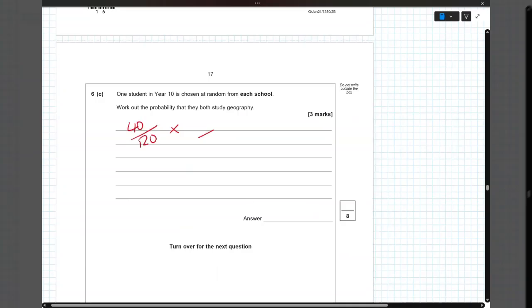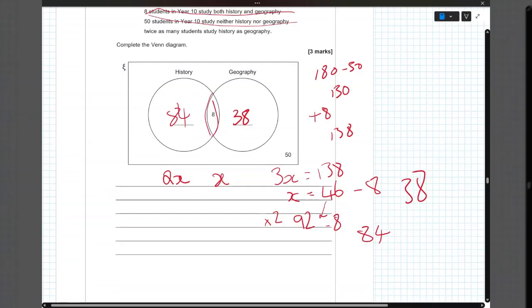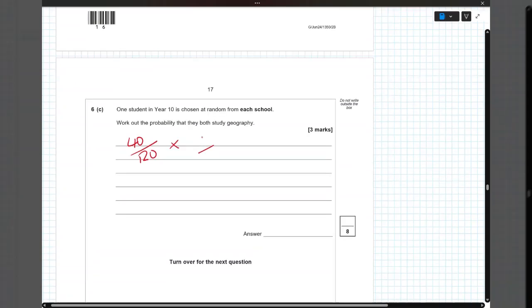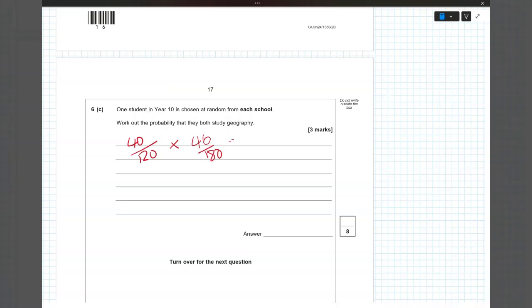The second one, geography, remember it's geography, 8 plus 38 is 46, and they had 180 students. Now all we need to do is multiply across, and we should get 23 over 270, and that's our final answer for part C.